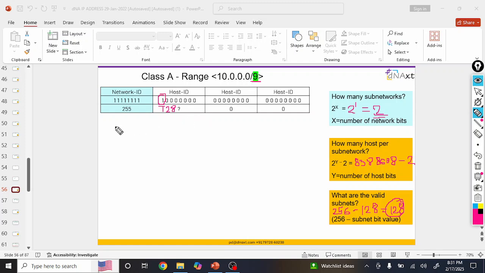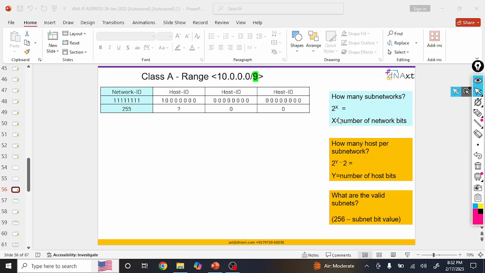So let's write down the two subnetworks that we are getting over here. First is 10.0.0.0, and another is 10.128.0.0. Okay, so let's go through these two subnetworks in detail in the next slide.